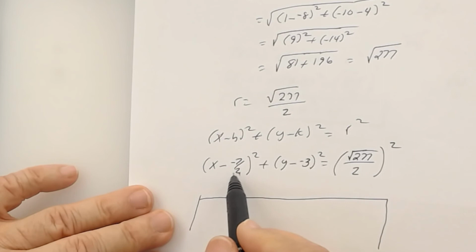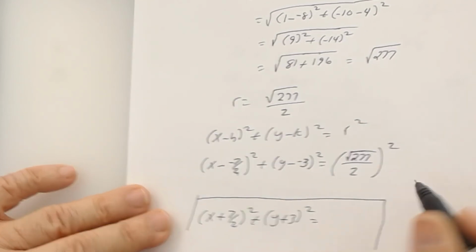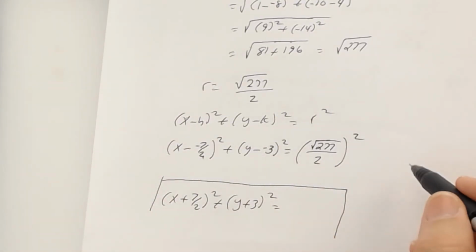Are you going to leave it as x minus the negative 7 halves? No, you're going to say x plus 7 halves, squared, plus y plus 3, squared, equals. Now let's go off to the side and figure this part out.